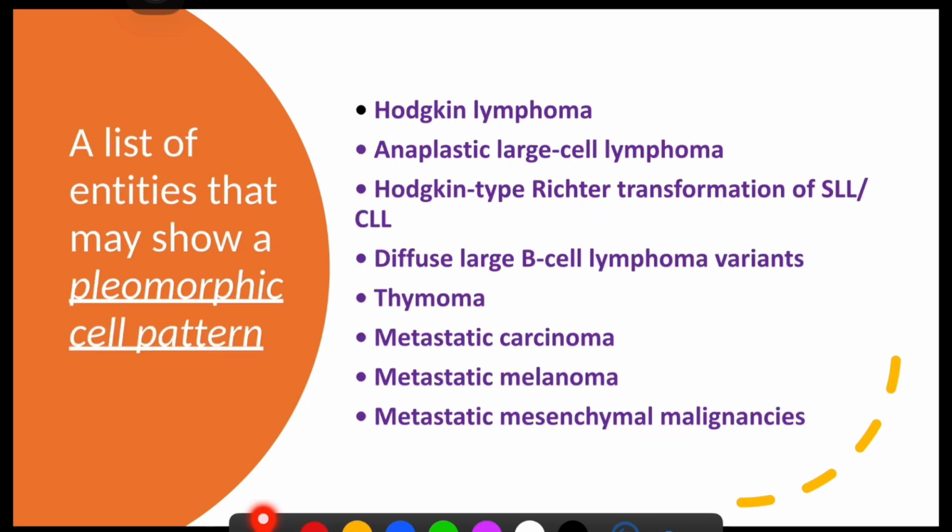Now, in this category, this is the list of entities which show pleomorphic cell pattern. Here one is Hodgkin's lymphoma, very common, anaplastic large cell lymphoma, and Hodgkin-type Richter transformation of SLL, CLL. Another category is diffuse large B cell lymphoma variants, thymoma, metastatic carcinoma, melanoma, or mesenchymal malignancies.